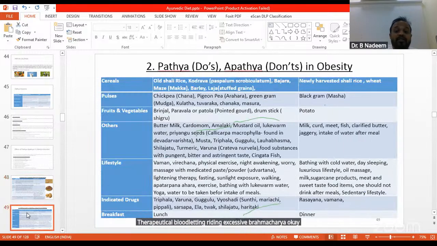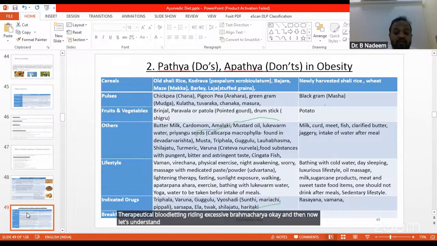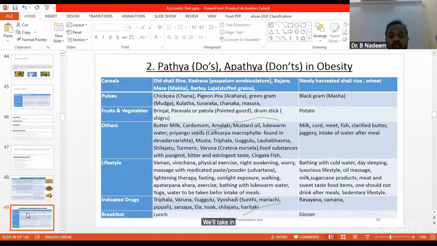Okay, and now let's understand obesity. I have taken it already, so I'm not taking much except one part. Okay, fine. Some of the things are there, I think we'll take with this slide as well. In obesity, in cereals, we'll take old shali rice, kodrava, bajra, maize, barley, laja. Again, newly harvested shali rice and wheat should be avoided.